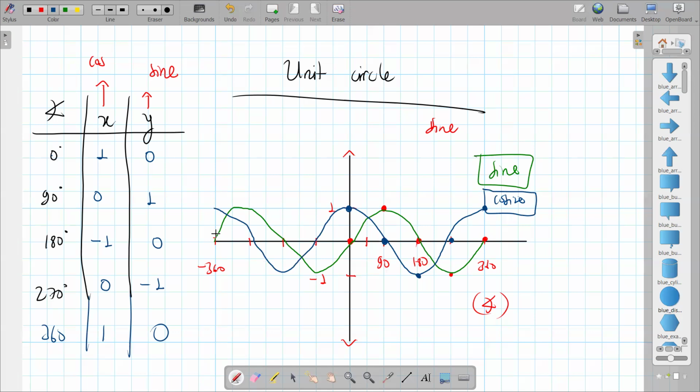What do you notice about the blue curve and the green curve? How are they related? You see that they're almost the same, right? How much are they off by? How much would you have to move one by to overlap the other? 90 degrees on the x. Okay, 90 degrees on the x.